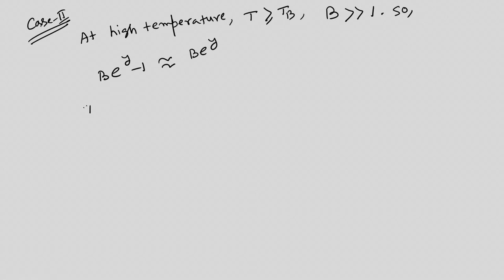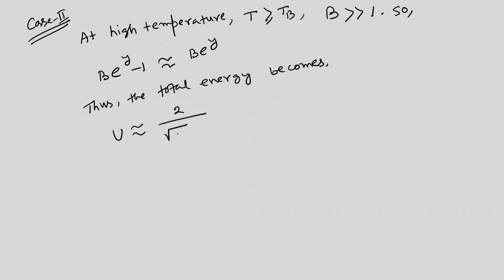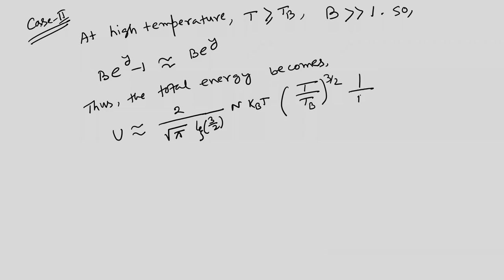So, total energy thus becomes U is 2 by root pi times zeta 3 by 2 times n k_B T times T by T_B, then 1 by b, integral 0 to infinity y to the 3 by 2 dy by e to the y.